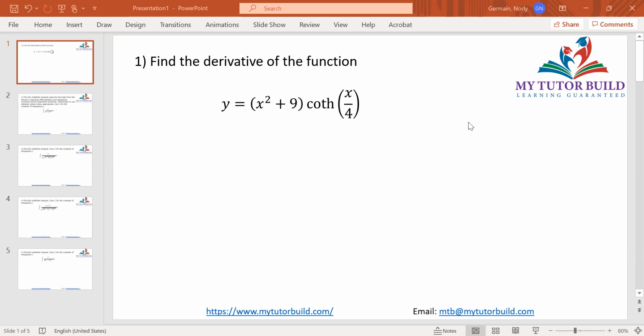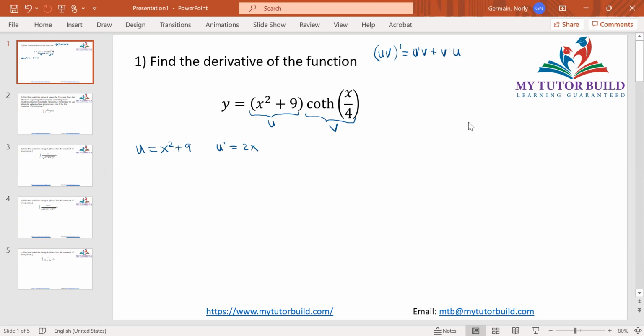So for a function like this, we see that we have the form of u times v. The derivative of u times v is going to be u prime v plus v prime u. Now, in these two functions, we can identify the first factor as u and the second factor as v. If u equals x squared plus 9, then u prime would be 2x, okay?